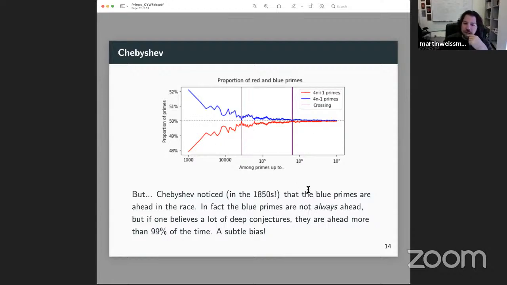So in fact, they do cross, but most people believe that the blue line is above the red line more than 99% of the time. This is something that people try to prove. It's a subtle thing. A lot of people would just care about the limit being 50-50, but if you care about which line is above most of the time, the blue primes seem to be winning the race almost the entire time.